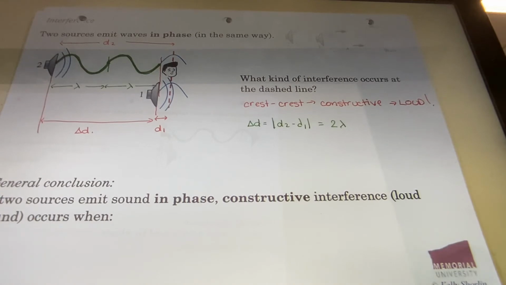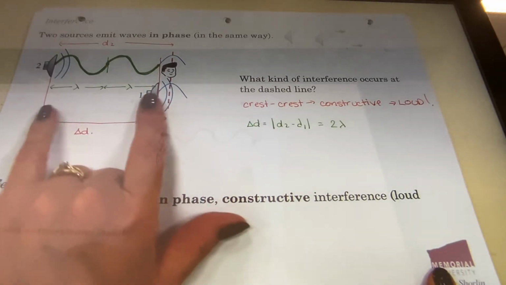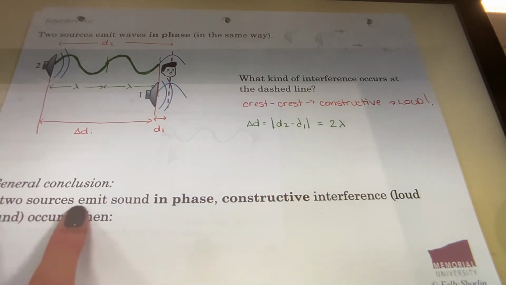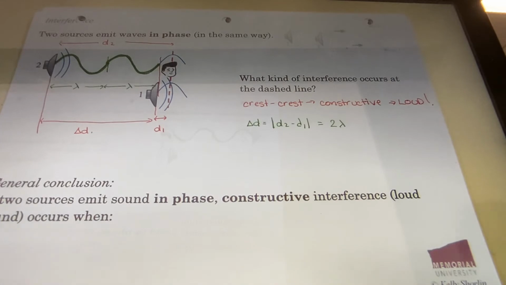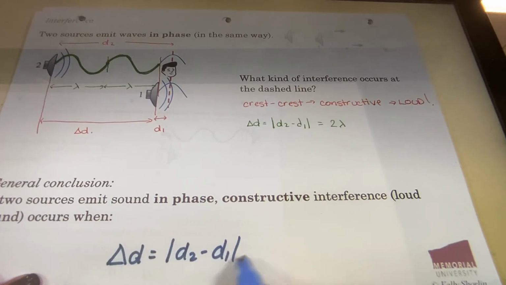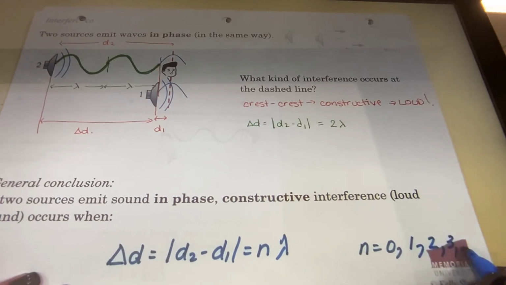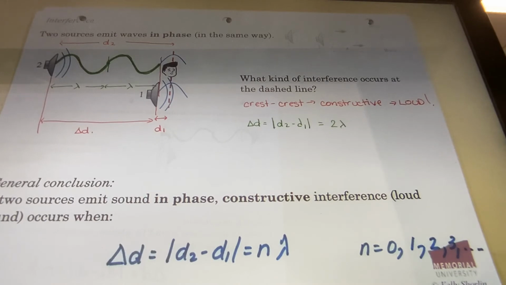So a general conclusion, and I could keep going with this all day. I could move 1 back and forth or move it ahead. I would find that every time my delta D was an integer multiple of the wavelength, I would have constructive interference. Okay? Whenever you move it by a full wavelength, those waves are going to meet crest to crest and we're going to get constructive interference. So our general conclusion is if 2 sources emit sound in phase, we get constructive interference or loud sound whenever we have the condition delta D equals D2 minus D1 equals n times lambda, where n is our integers 0, 1, 2, 3, and so on. Okay? So whenever you have this for your path difference and your sources are in phase, you will get loud sound.